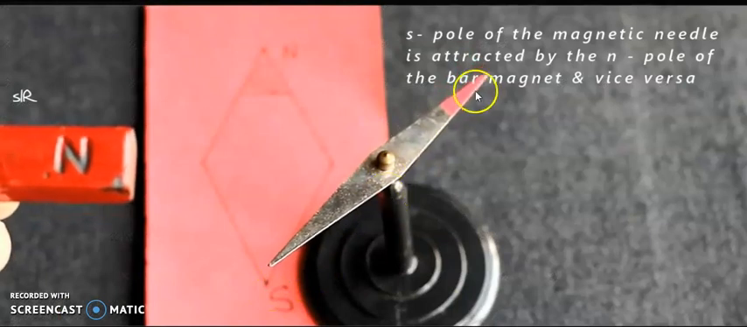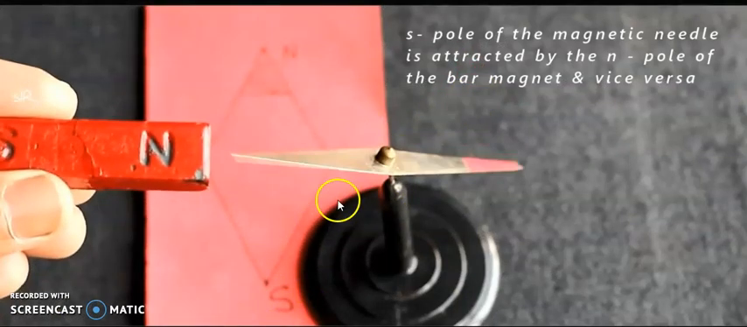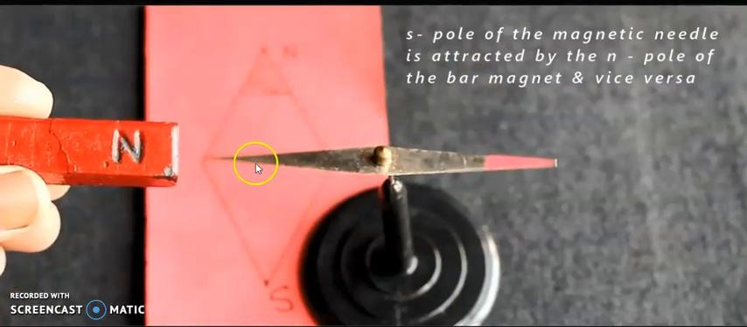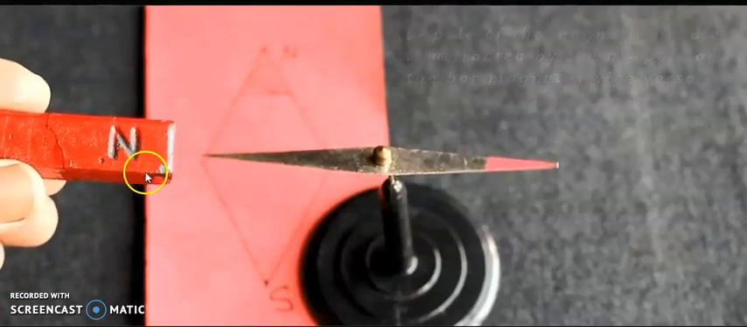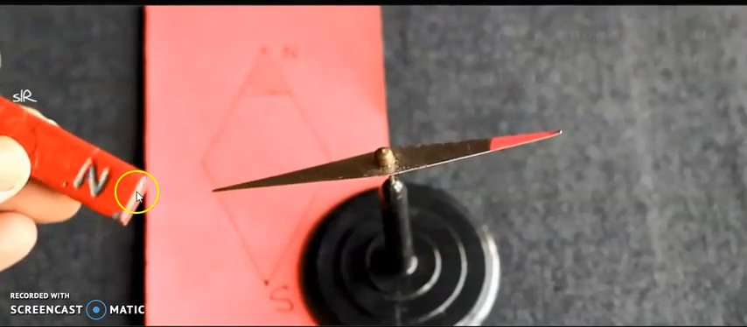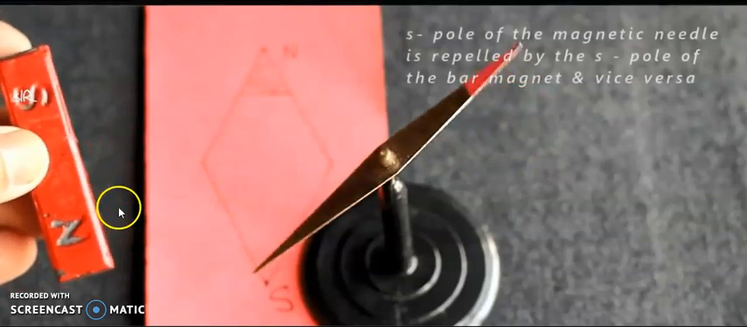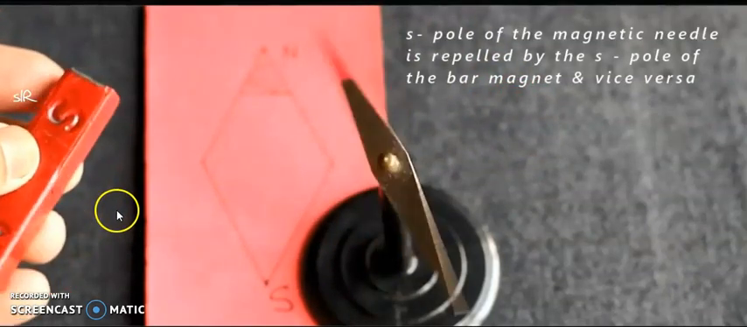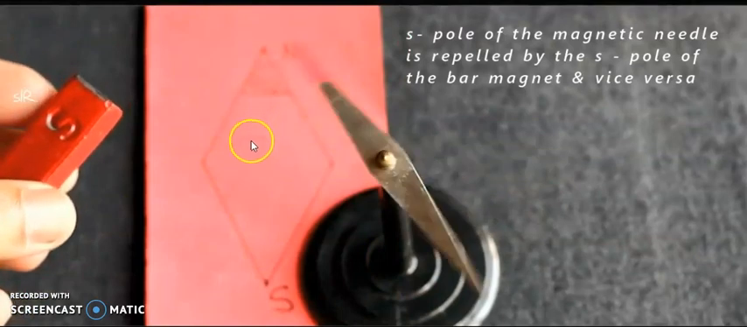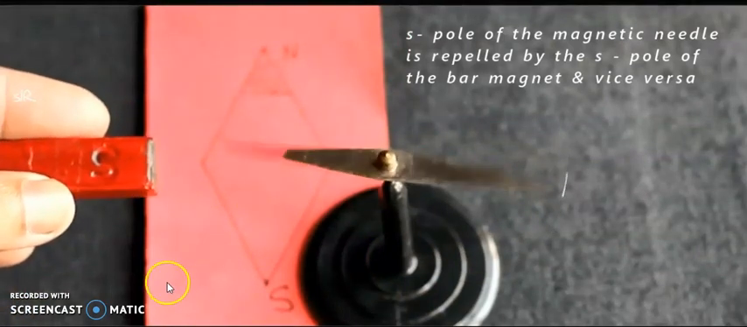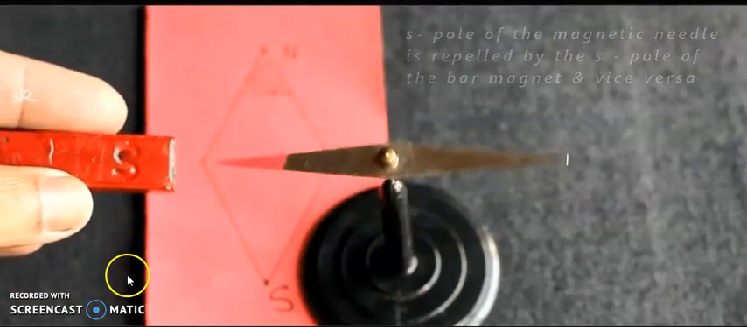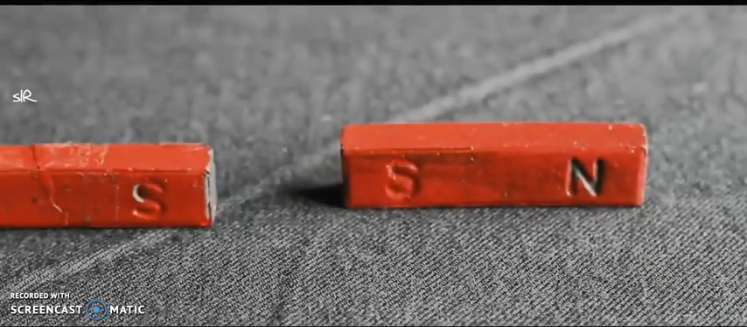Similarly, in a needle, this is the north and this is the south. You can see the south is attracted towards the north and it is vibrating constantly. The moment the person turns the magnet towards south, the north pole of the needle is attracted towards the south pole and it keeps vibrating because of the force of the magnet.